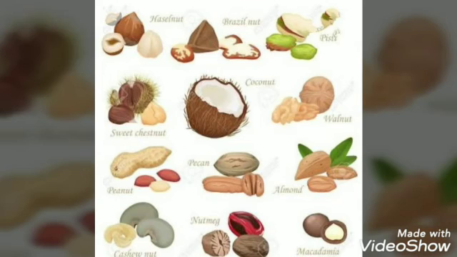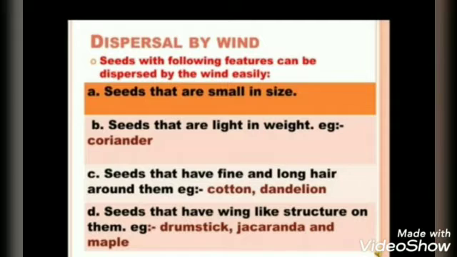Now all seeds that we see around us are not of the same kind. That is, their shapes are different, sizes are different, isn't it? So every seed around us has its own unique feature. Depending on these aspects, dispersing agents are different for different kinds of seeds. First agent of dispersal is wind or air.